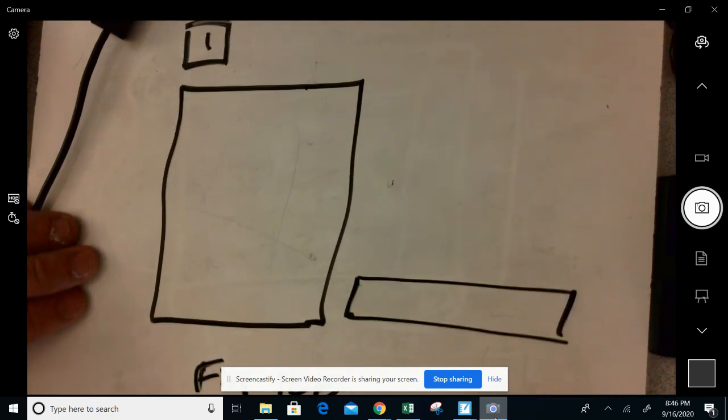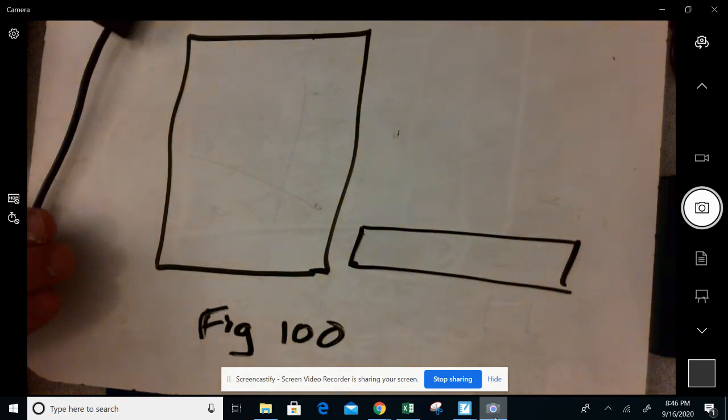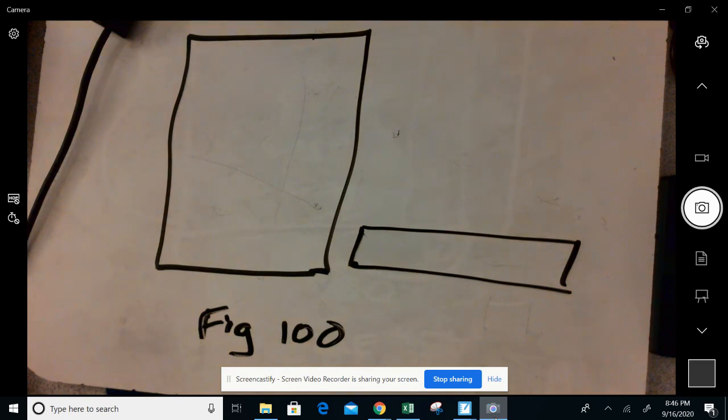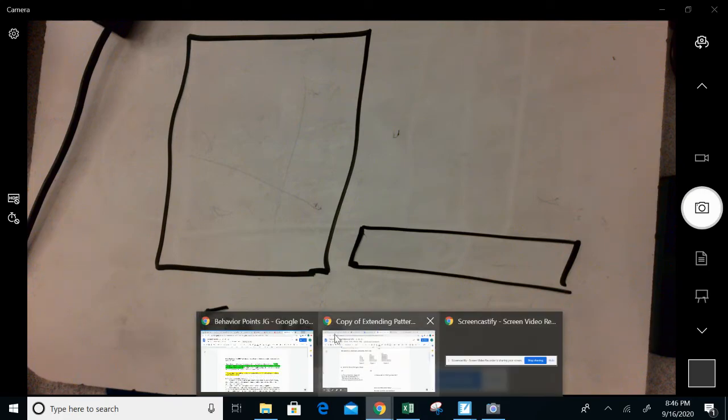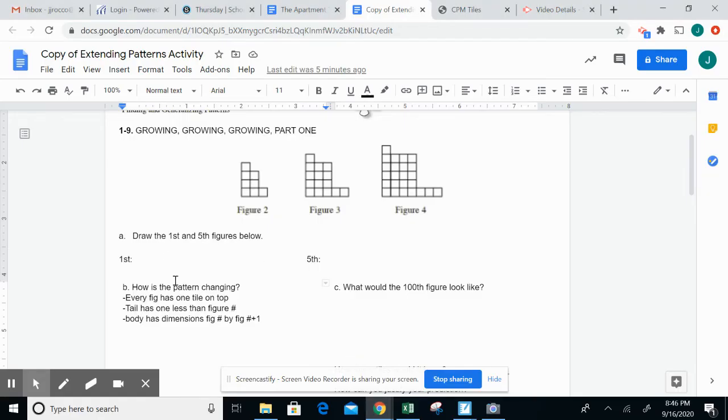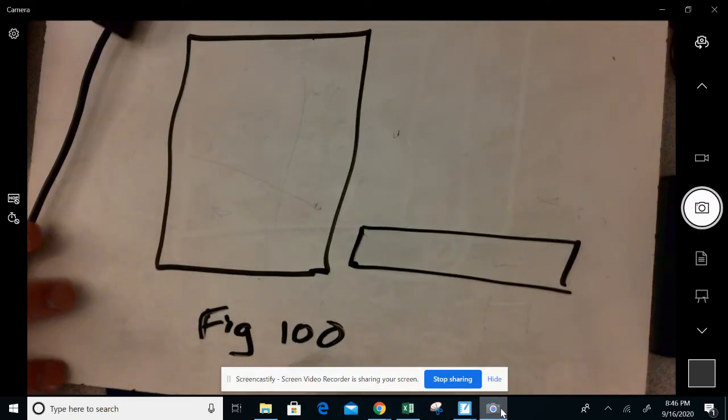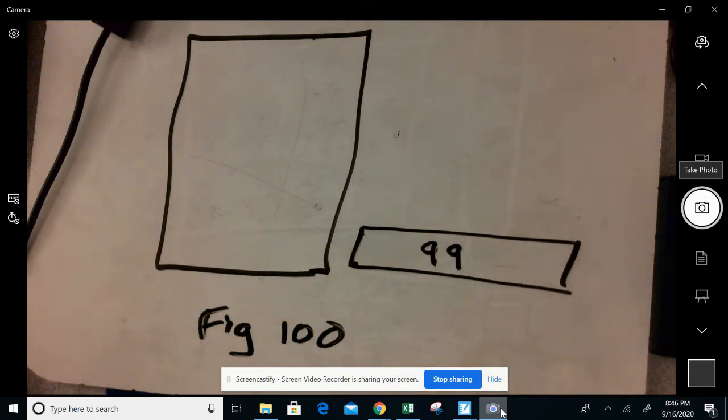Because that's important. The reason we use the figure number as a reference is once we get up to 100, we don't really want to keep adding tiles. Like, oh, I'm going to add this many, I'm going to add this many. Think about how easy it was to use those rules we just wrote to create figures 1 and 5. So when you think about 100, there's always 1 on top. The tail has 1 less than the figure number. So in terms of number of tiles, figure 100 will have 99 tiles in the tail, 1 less than the figure number.